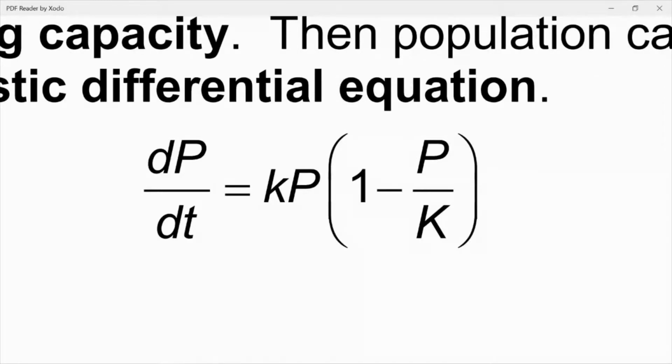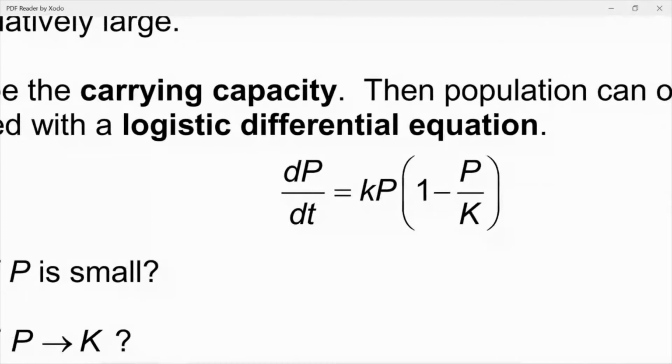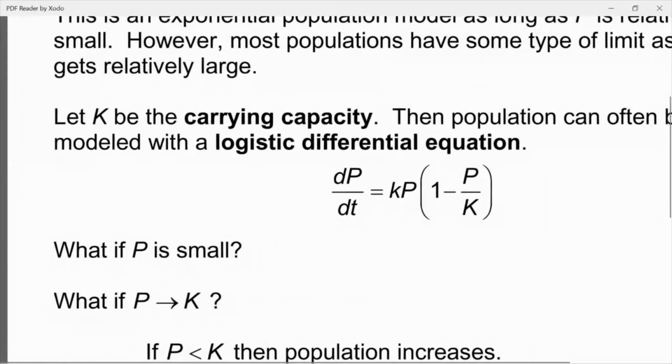That is what we call the equilibrium population that could be sustained forever. When we think about population growth, that's what population is always going to want to approach. It's going to want to approach that equilibrium value, which we refer to as the carrying capacity.